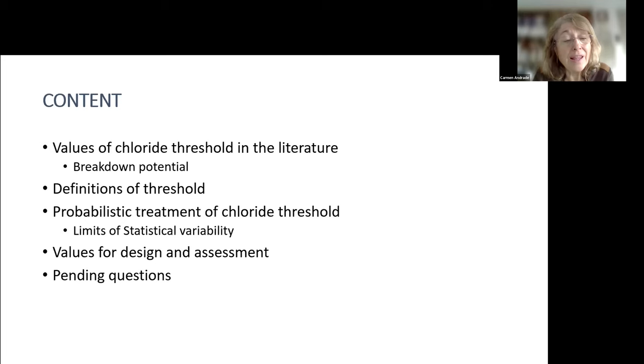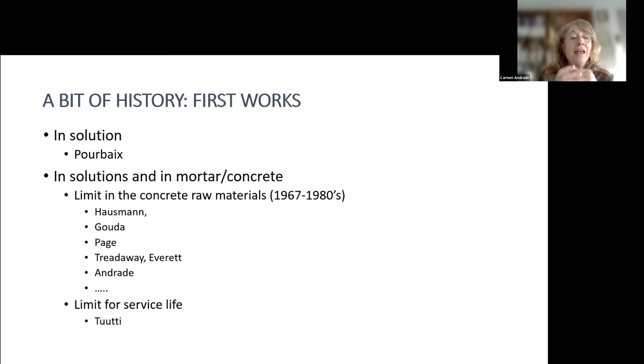And I will end with some values for design and assessment and the pending questions, because we have a lot of questions still, but that should not stop us from offering engineering solutions.